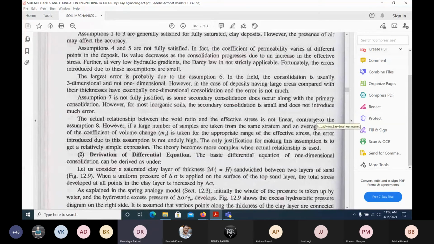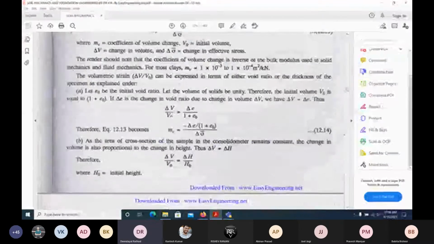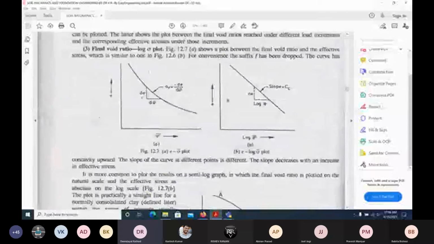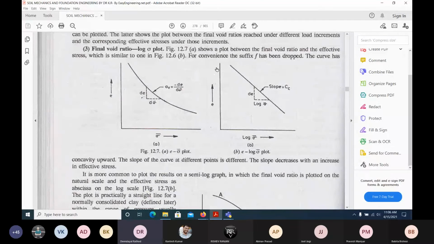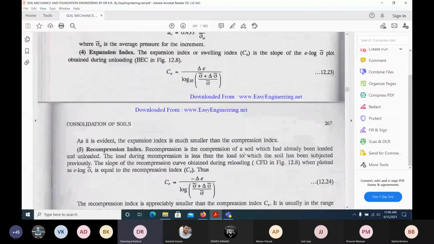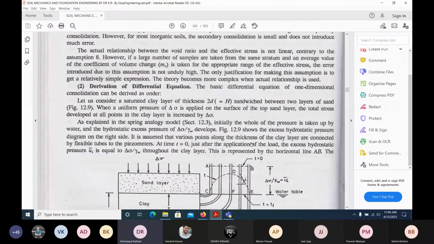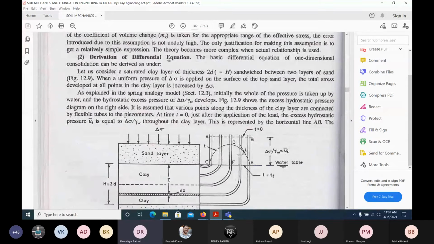We assume that there is only primary consolidation, but there may be secondary consolidation also. And the actual relation between the void ratio and effective stress is not linear. Whatever graphs you are seeing, we ourselves have made them linear. It's not necessary that the void ratio changes linearly. Anyway, we have an approximate solution, and this solution can be used for finding the derivations. Maybe next class we'll see the derivation of the differential equations.